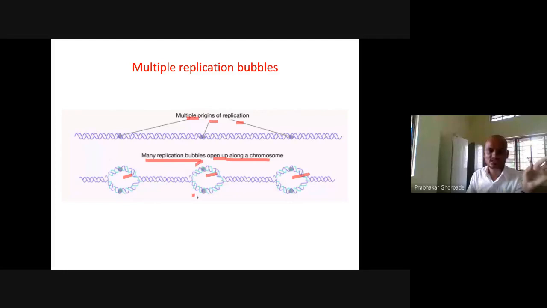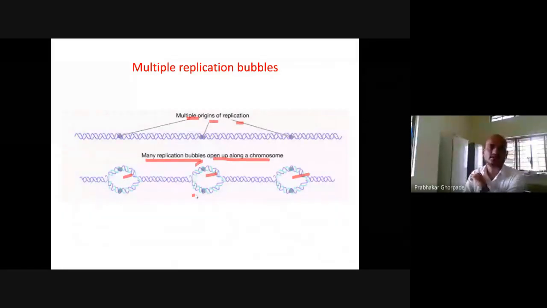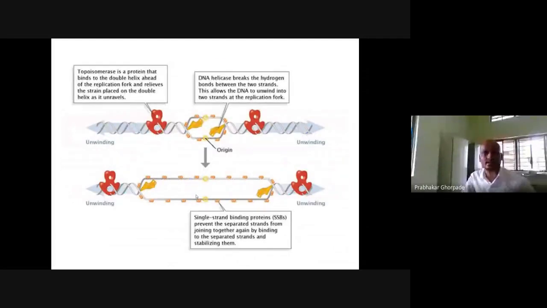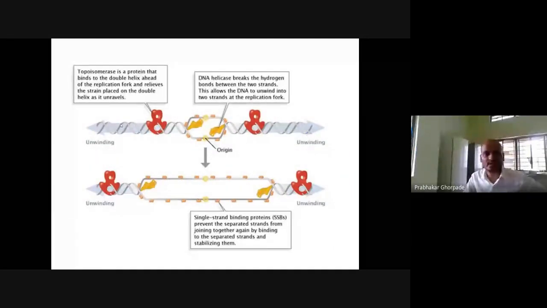Likewise, overall, from one double-stranded DNA we get two double-stranded DNA, with the help of multiple replication bubbles. So here is the thing, we have this unwinding. This one is DNA helicase.